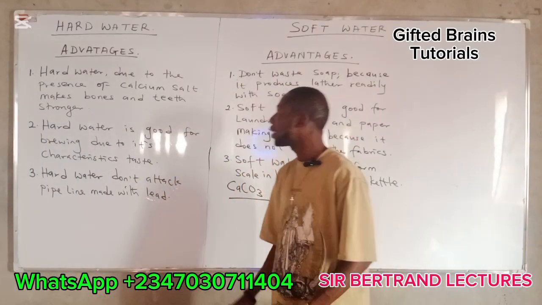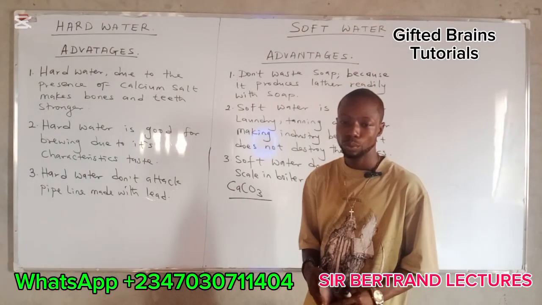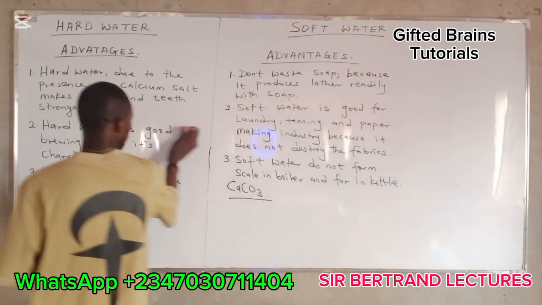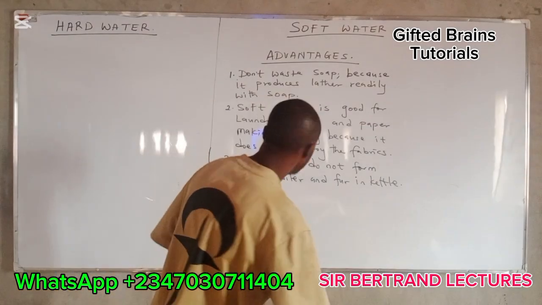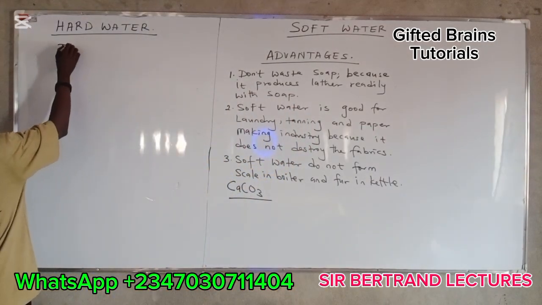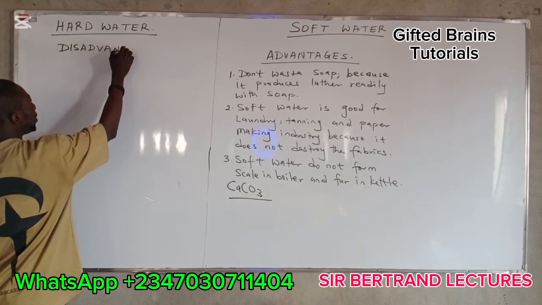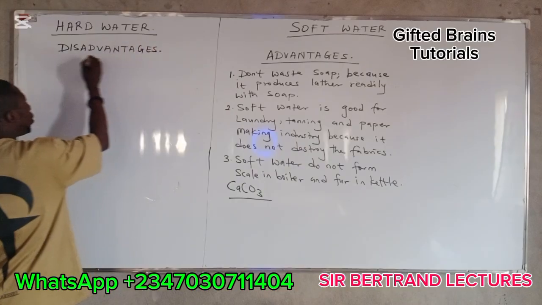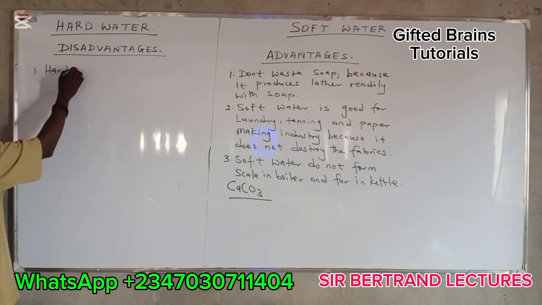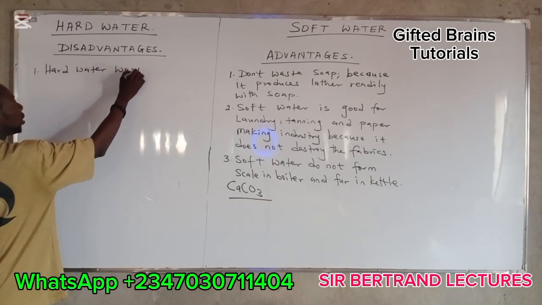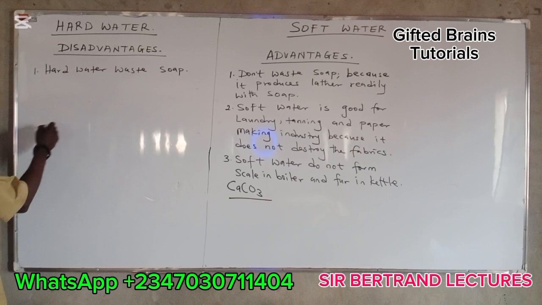Now, let's look at disadvantages of the hard water and that of the soft water. Here we are going to discuss disadvantages of hard water. Disadvantages of hard water. 1. Hard water wastes soap.